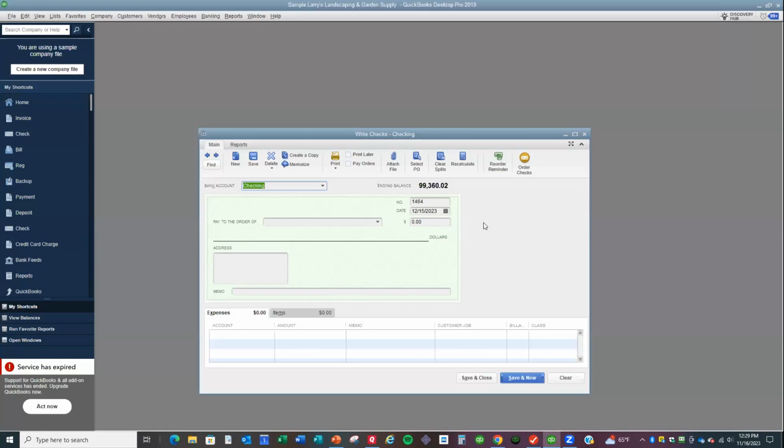It's simple as that. All right, getting back to that class thing we were talking about. Here's where, just in writing a check, this is where you would put the account, the amount, a memo if you want to. You could tag it to a customer, so that it would show up on that customer job report we were talking about. Or you could put it to a class.